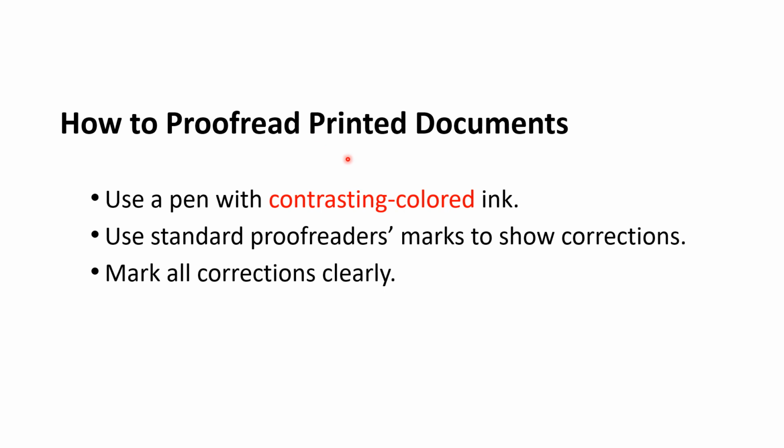How to proofread manually printed documents. So first, you have to make sure that you have a pen with contrasting colored ink. If the document is written using black ink, go get either a red inked pen, or purple or blue. Just make sure that the marks will be easily spotted on the printed document. And then use standard proofreader's marks to show or suggest corrections. And then make sure that your corrections are clear and can be seen.